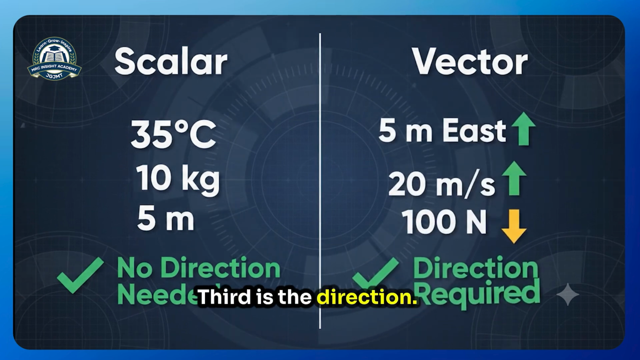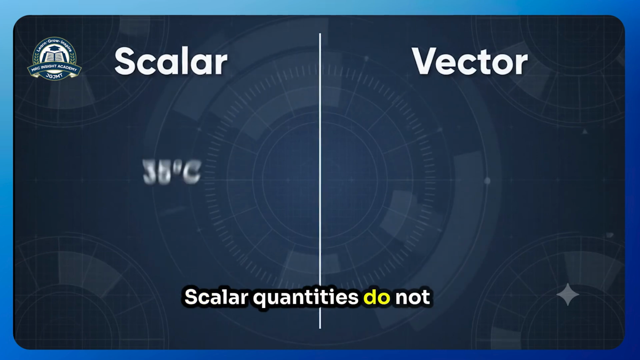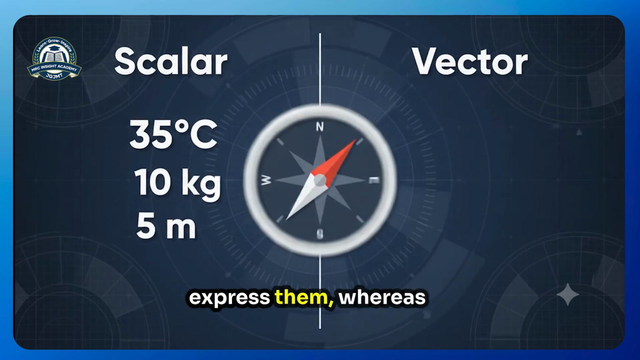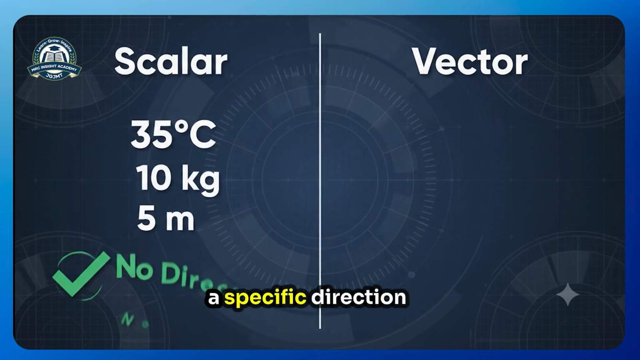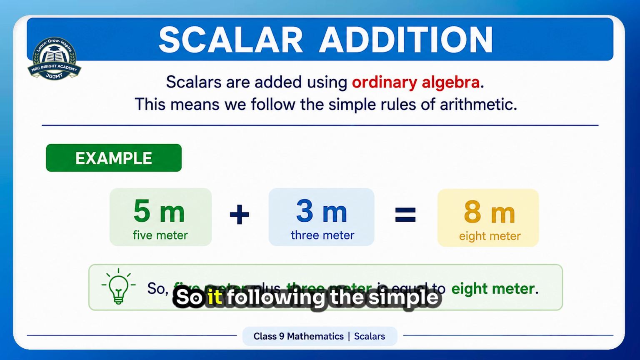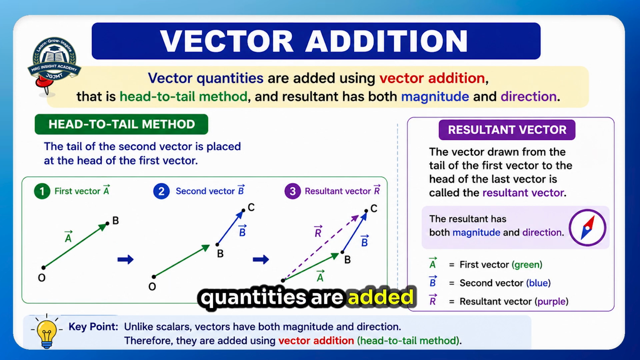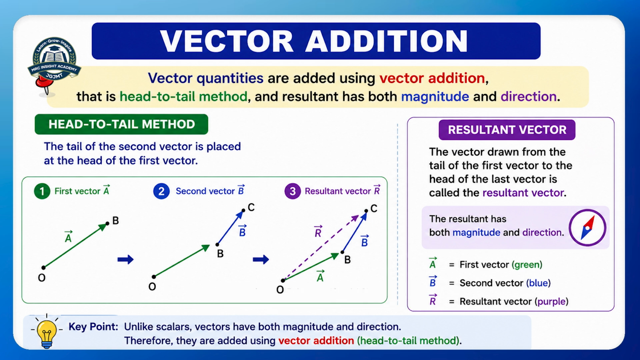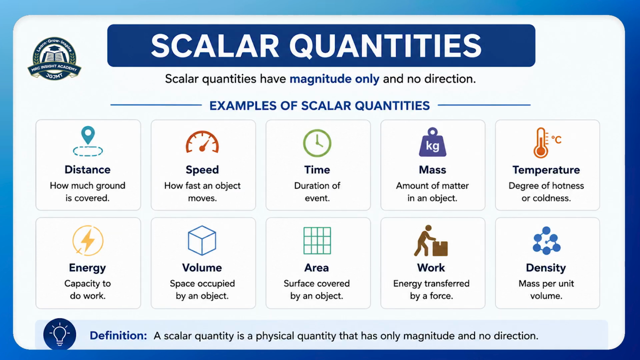Third is the direction. Scalar quantities do not need any direction to express them, whereas vector quantities have a specific direction. Scalars are added using ordinary algebra. For example, 5 meter plus 3 meter is equal to 8 meter. So it follows the simple ordinary algebra rule. Whereas vector quantities are added using vector addition, that is the head to tail method, and the resultant has both magnitude and direction.